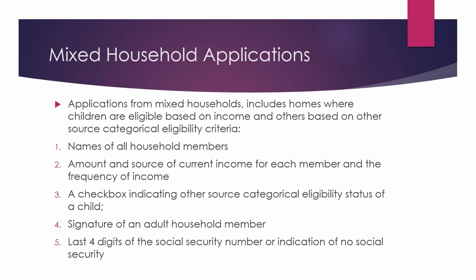So the requirements are a little different, but 1, you must have the names of all household members. 2, the amount and source of current income for each member and that frequency of income. 3, a checkbox indicating the other source categorical eligibility status of a child. 4, the signature of an adult household member. And 5, the last 4 digits of the Social Security number or the indication of no Social Security number.